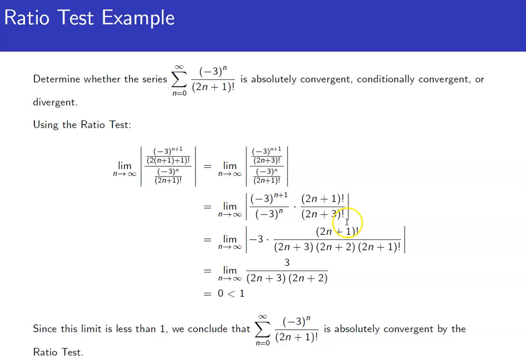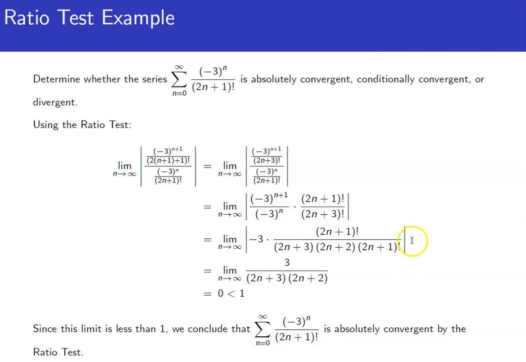So let's rewrite 2n plus 3 factorial until I see the 2n plus 1 factorial will cancel. The first term is 2n plus 3, decreased by 1. The next term is 2n plus 2, decreased by 1. The next term will be 2n plus 1, and now my factorials match. So 2n plus 3 factorial can be rewritten as 2n plus 3 times 2n plus 2 times 2n plus 1 factorial, and now those 2n plus 1 factorials will cancel each other out.